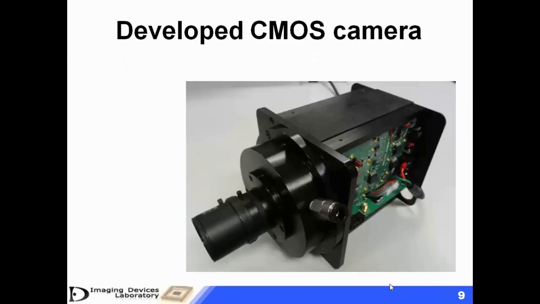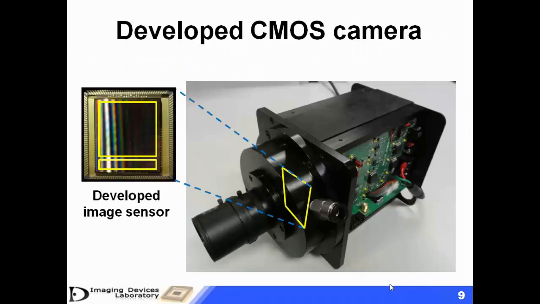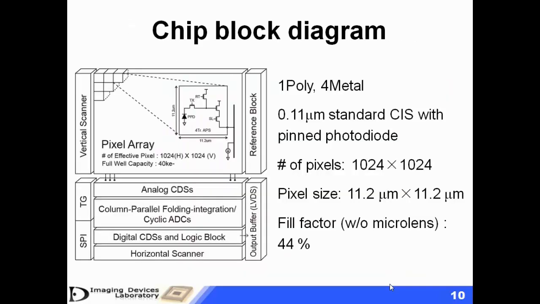And this is our developed CMOS camera. The cover is open now. And this is the developed image sensor, and this is the chip block diagram. Our sensor is implemented in a 1-poly 4-metal 0.11 micrometer standard CIS process. The total number of pixels is 1024 by 1024, and the pixel size is quite large for encouraging sensitivity, 11.2 micrometers by 11.2 micrometers, and the fill factor is 44%.